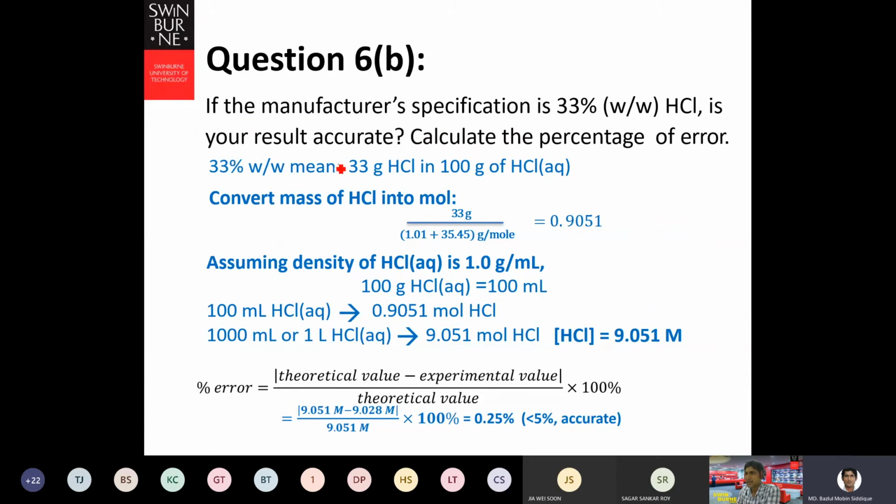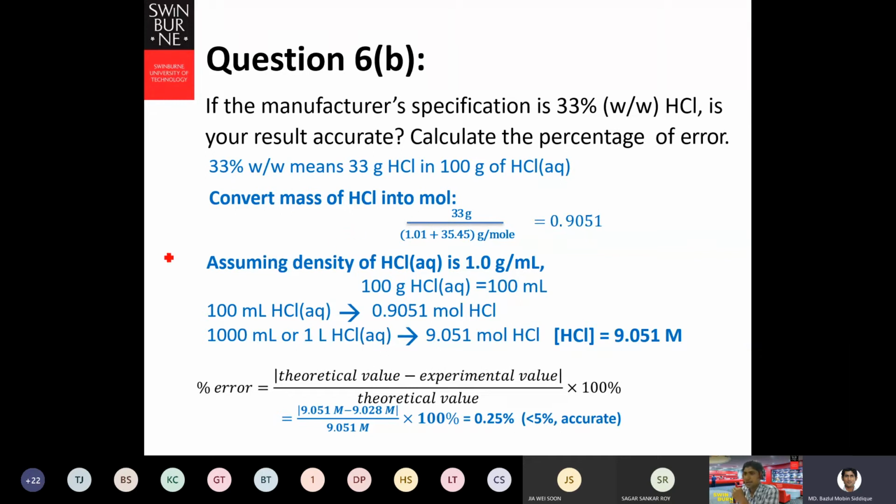Question number 6b: if the manufacturer's specification is 33 weight by weight percent of HCl, is your result accurate? Calculate the percentage of error. If it is 33 weight by weight percent, that means 33 gram of HCl in 100 gram, and 33 gram means how many moles of HCl we have.